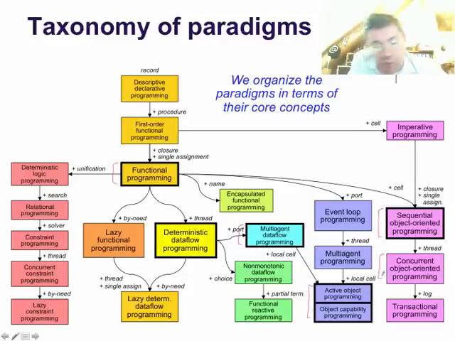We didn't see concurrent object-oriented programming. We didn't see lazy deterministic data flow programming. We didn't see any of the logic programming paradigms. But you can see that we did see 5 interesting and important paradigms in this taxonomy.